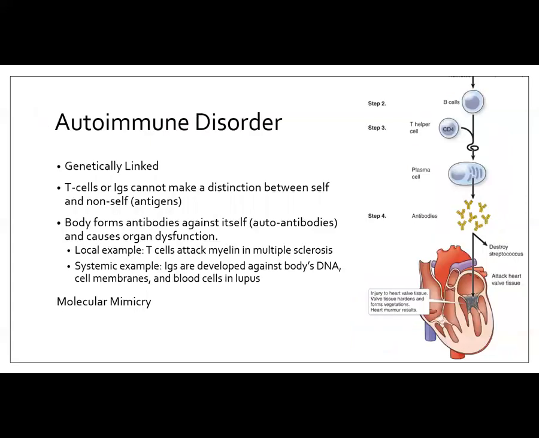So your autoimmune disorders are genetically linked. So it's one of those things where it comes back to your genetics. It's not like it's one that you can develop, you just have it and then you have to deal with it. T cells or immunoglobulins cannot make a distinction between self and non-self. The body forms antibodies against itself and causes organ dysfunction. A local example: T cells attack myelin in multiple sclerosis. A systemic example: immunoglobulins are developed against the body's DNA, cell membranes, and blood cells in lupus.